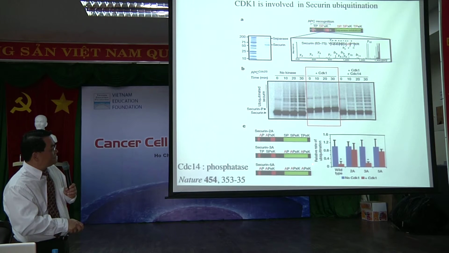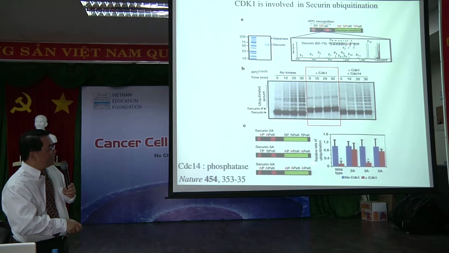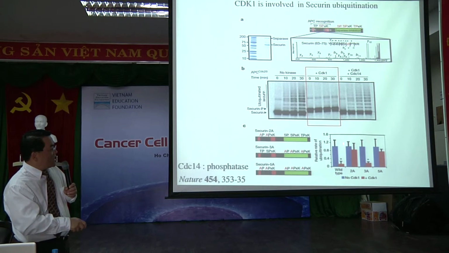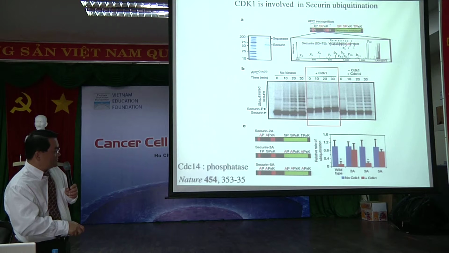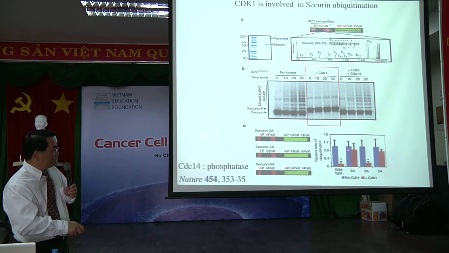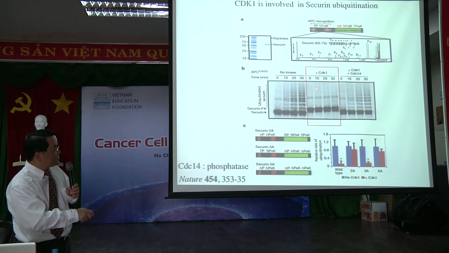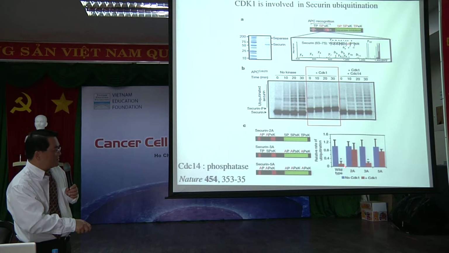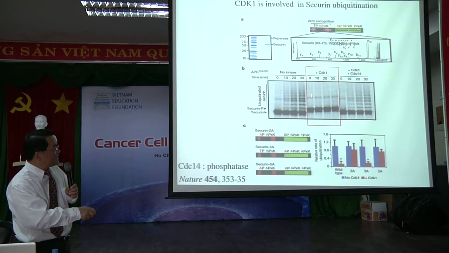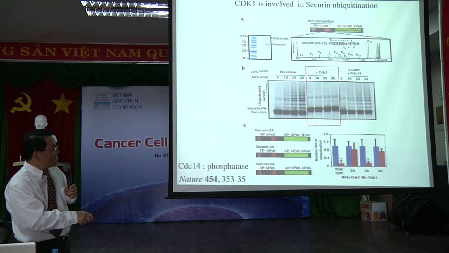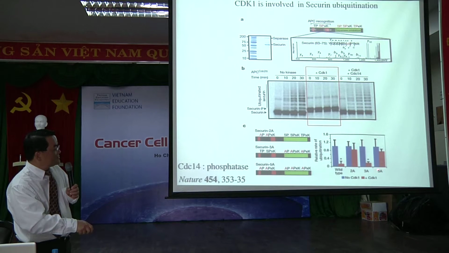And then you take a look at the ubiquitination event, okay? APC causes the ubiquitination of the securin, okay? But if you add CDK1 there, okay, the ubiquitination got suppressed, the red bar here, okay? So based on this experiment, you have this bar graph here. But if you mutate those sites away, so you mutate all the phosphorylation sites, okay? Even in the presence of CDK1.